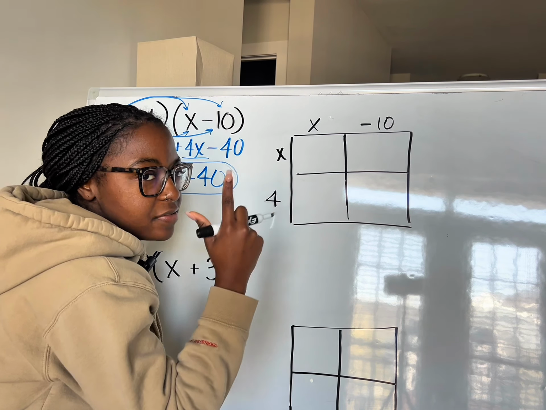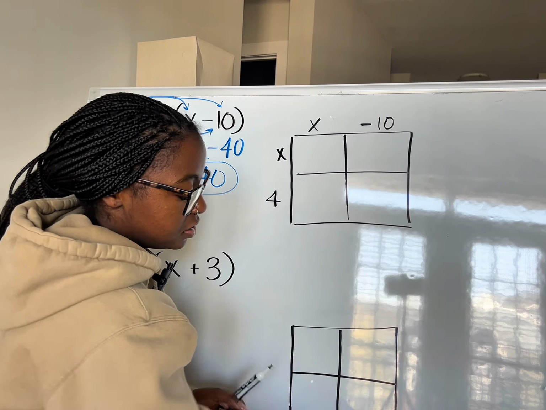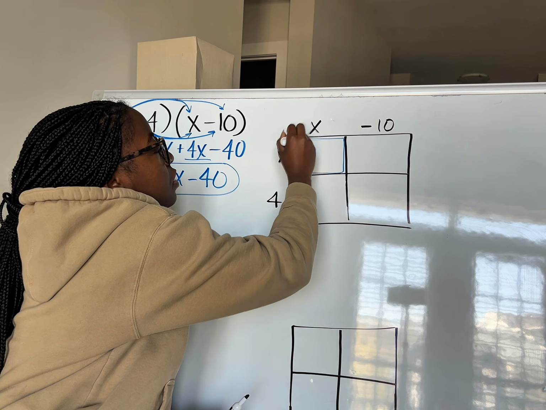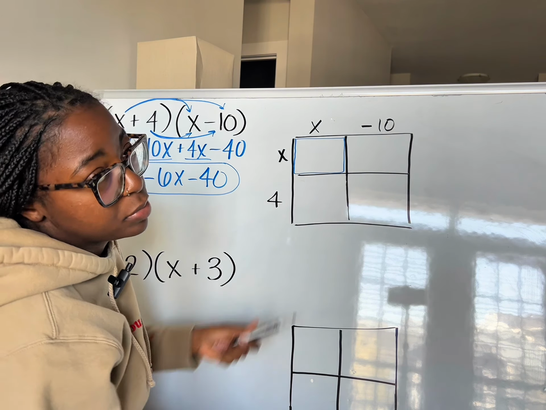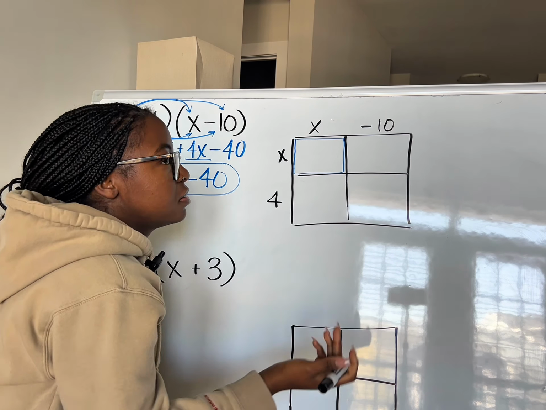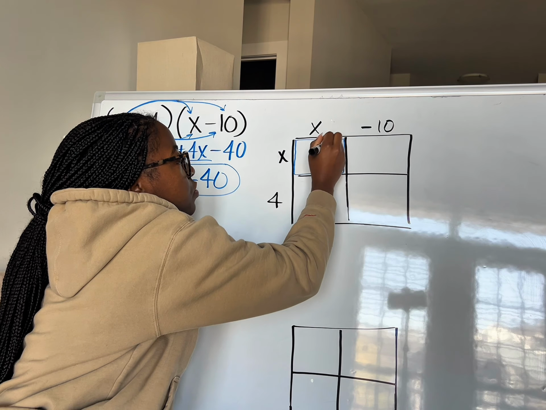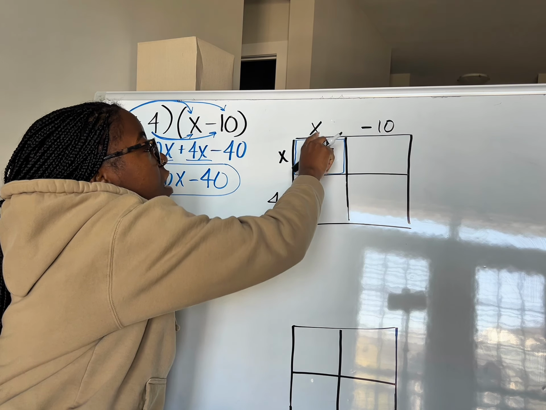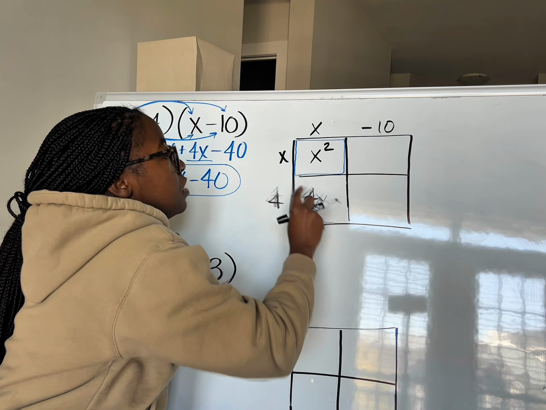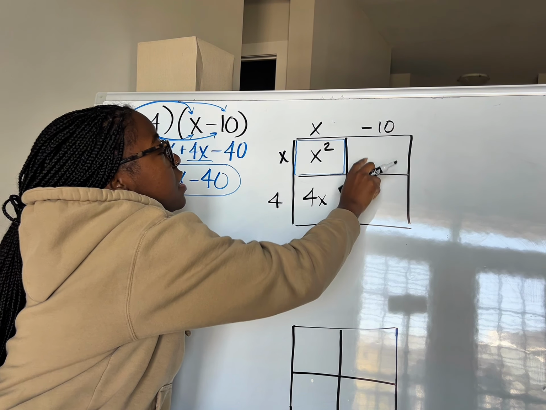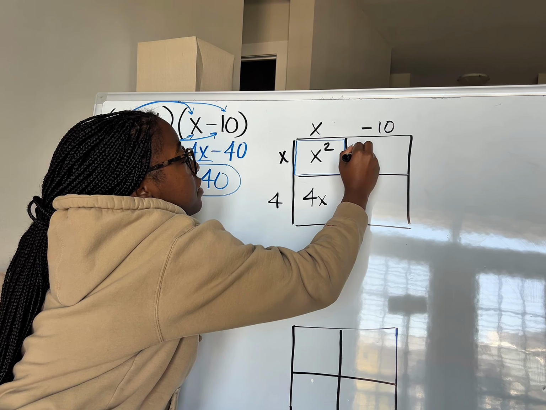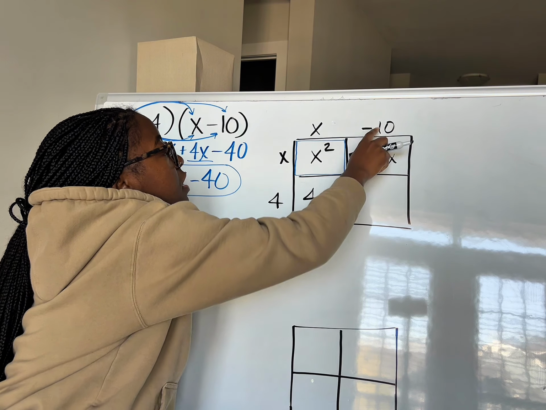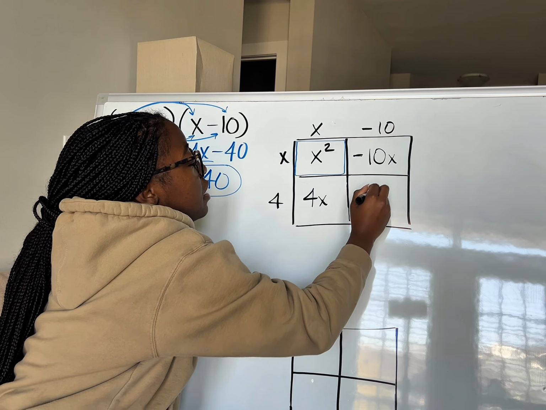So remember, area is length times width. So imagine if I'm only paying attention to one box at a time. If I wanted the area of the blue box, I would say x times x. X times x is x squared. Now I'm focusing on this box. 4 times x is 4x. Now this box. X times negative 10 is negative 10x. Now this box. Negative 10 times 4, negative 40.